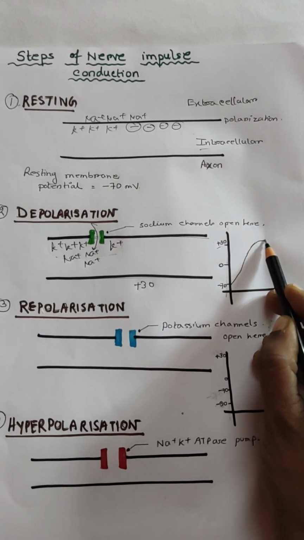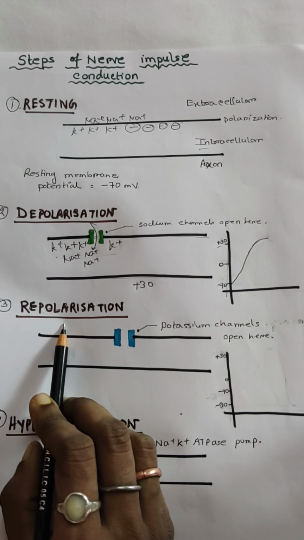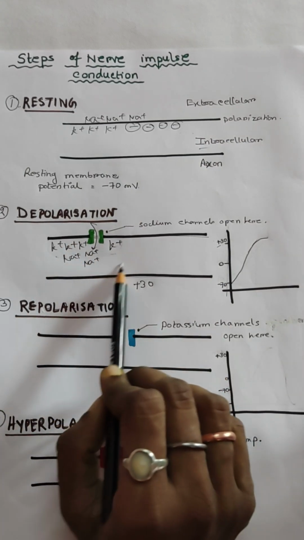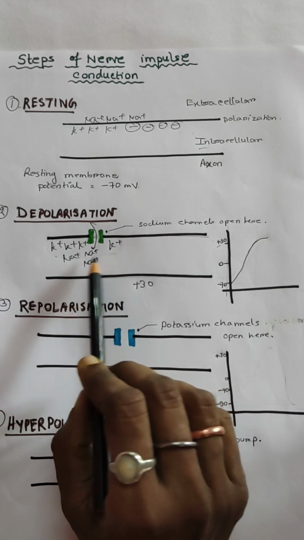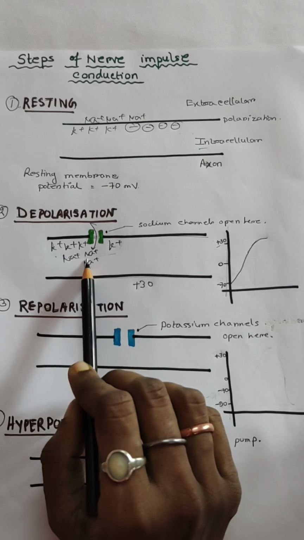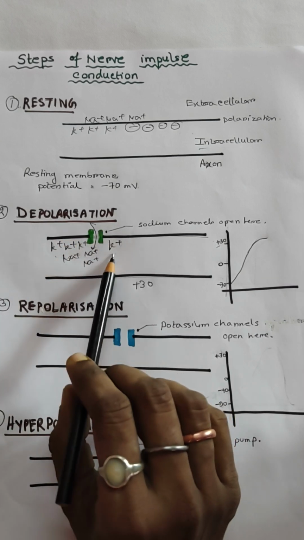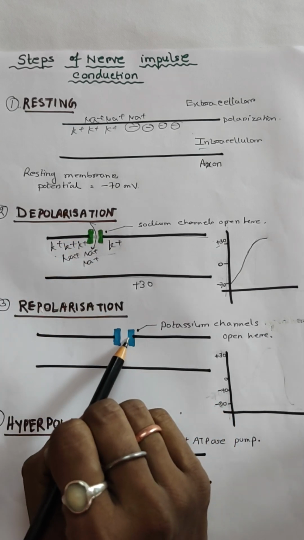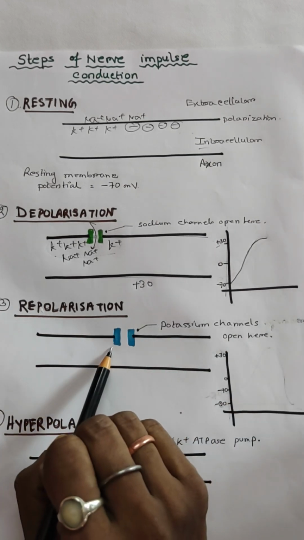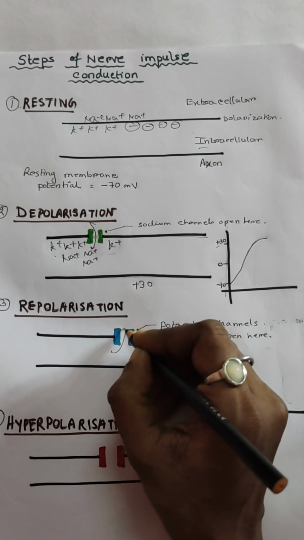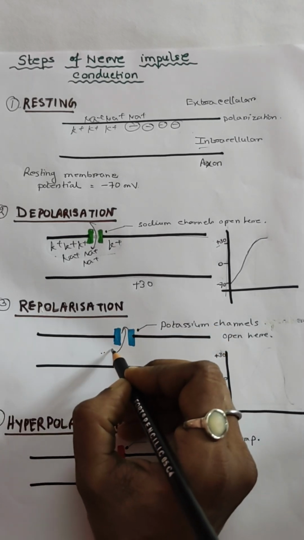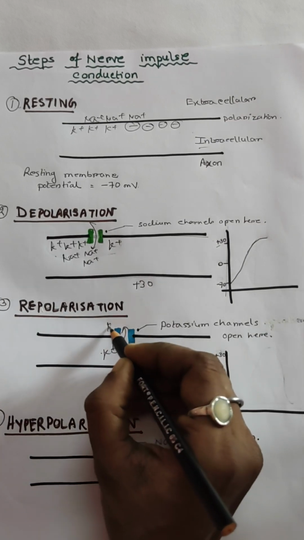Now, the third step is repolarization. What happens? When the sodium ions are coming inside the membrane, the potassium thinks that it has to go outside, because if all the sodium comes inside, there will be no positive charge. Then the potassium channels will open. So in the repolarization state, the potassium channel opens, and that channel helps the potassium ions to get out of the membrane, from the inner side to the outside.